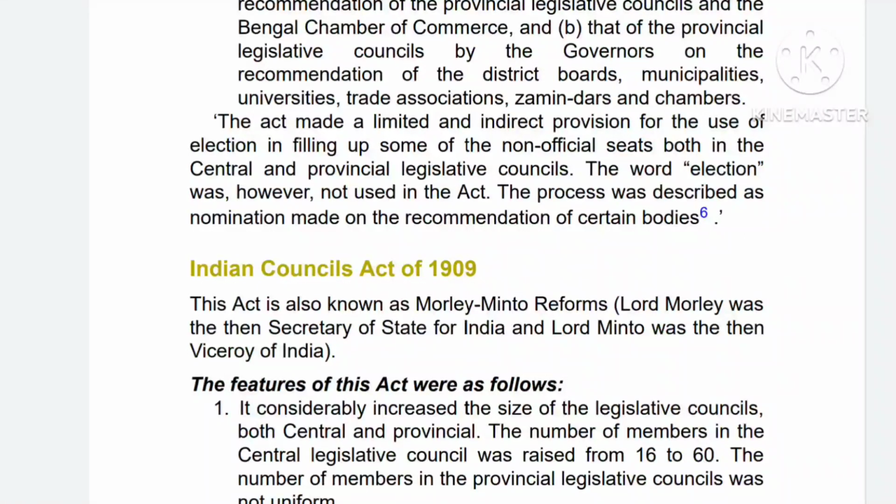Indian Councils Act of 1909. This Act is also known as the Morley-Minto Reforms. Lord Morley was the then Secretary of State for India and Lord Minto was the then Viceroy of India. The features of this Act were as follows.